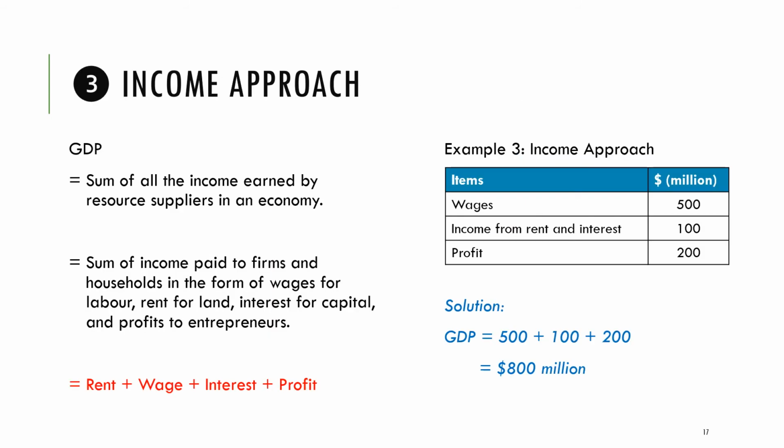The income approach assumes that GDP is the total of income earned by owners of factors of production. Therefore, GDP is equal to rent for land, wages for labor, interest for capital, and profits to entrepreneurs. In example 3, GDP is equal to 500 plus 100 plus 200, which ended up with a total value of $800 million.